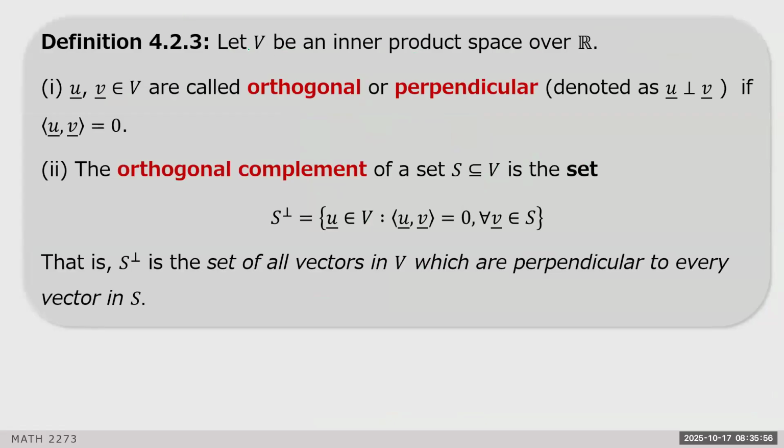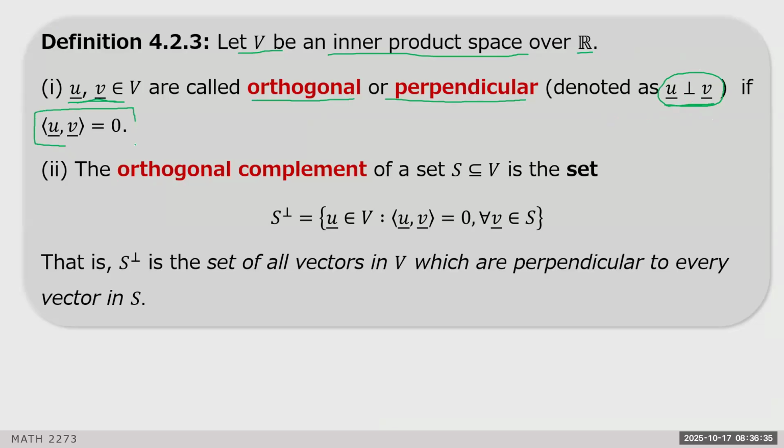So now we're going to define what it means for two vectors to be orthogonal or perpendicular. As usual, V is an inner product space over the real numbers. We say that two vectors, U and V, are orthogonal or perpendicular, whichever one you want to use. It's often denoted by this symbol, and this is read as U is perpendicular to V.